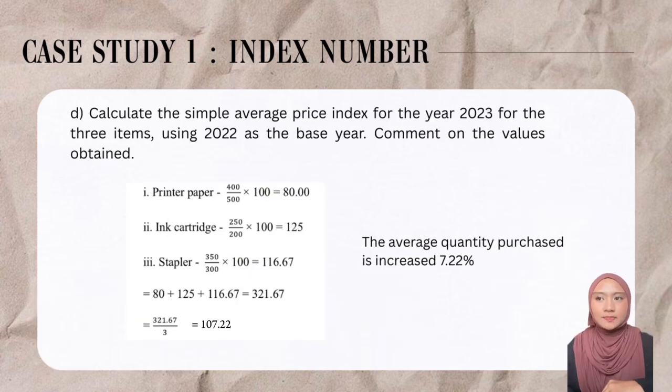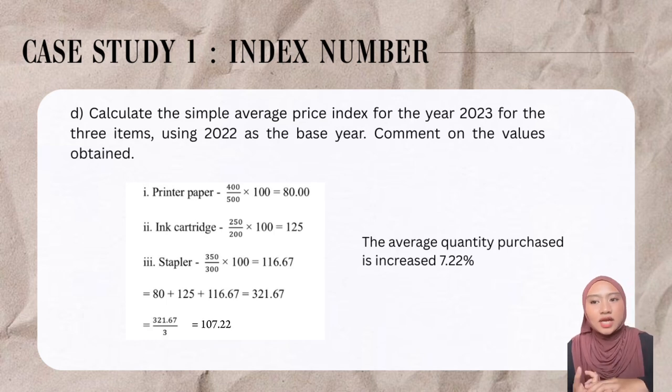For the last part, part D, I calculate the simple average quantity index using this formula: the quantity in 2023 divided by the quantity in 2022, then multiplied by 100 for each item. Then I take the average. Here are the calculations. For the printer paper, 400 divided by 500 and multiplied by 100 equals 80.00%. And for the ink cartridge, 250 divided by 200 and multiplied by 100 equals 125%.